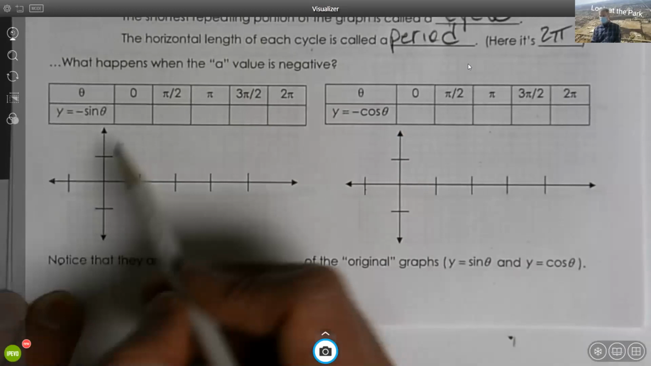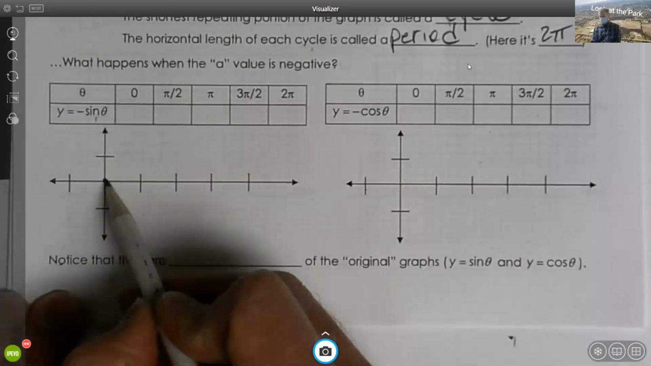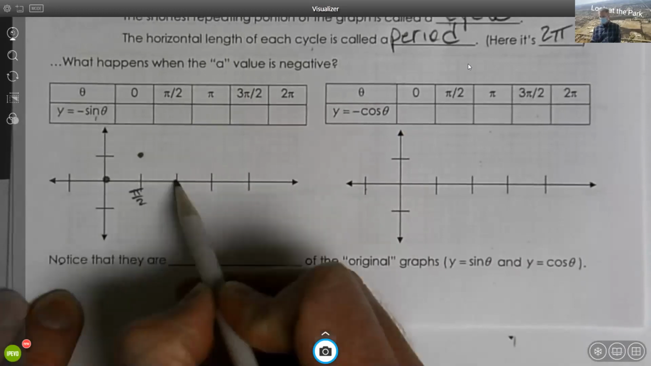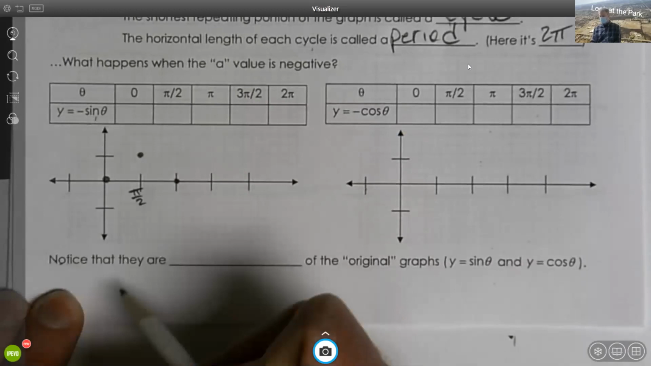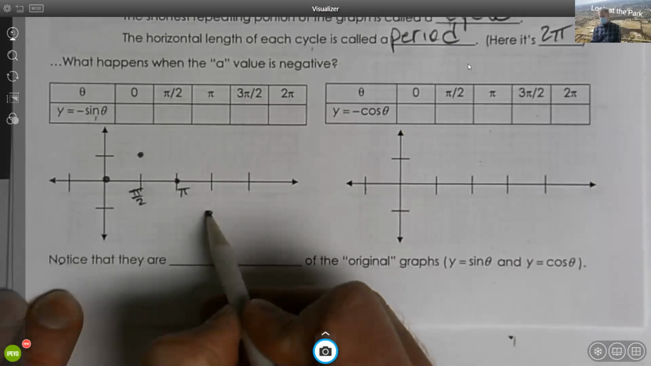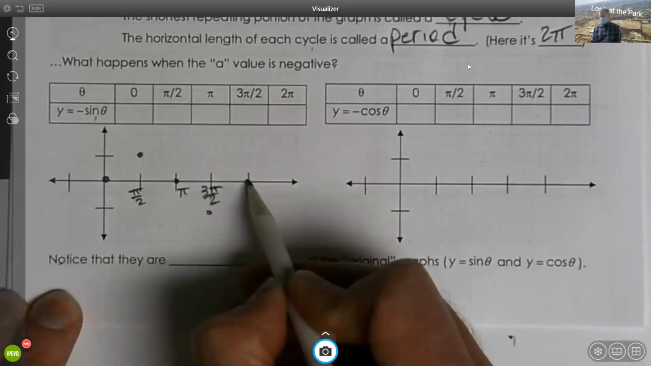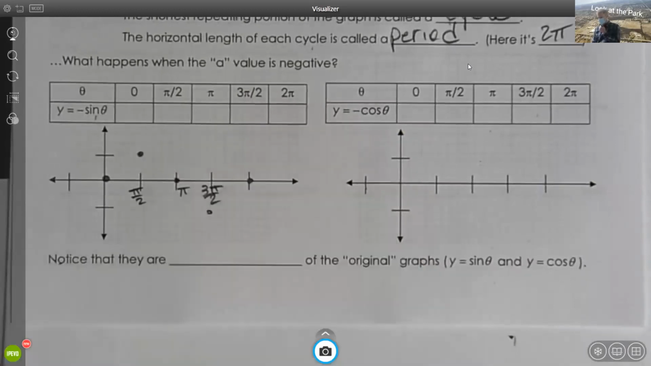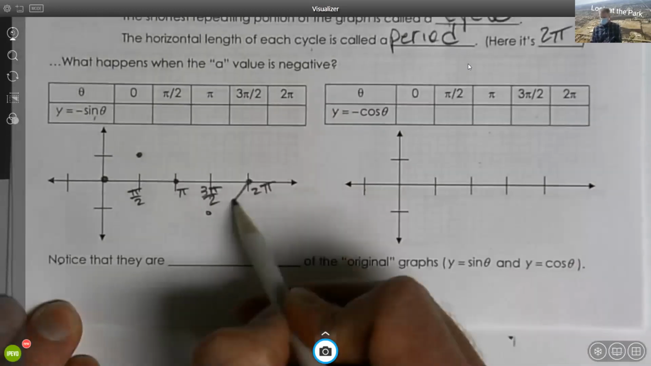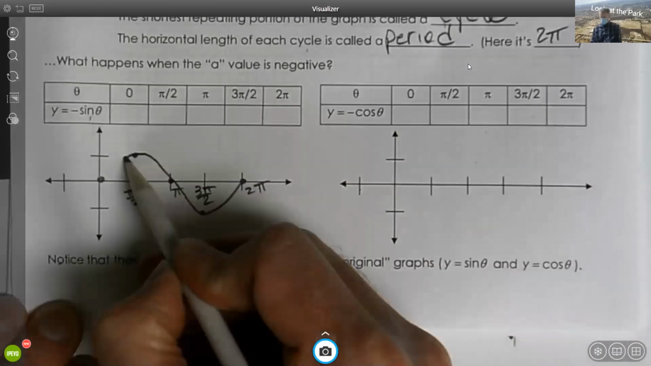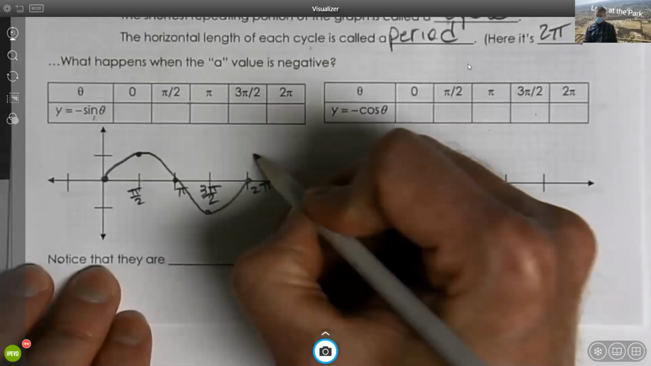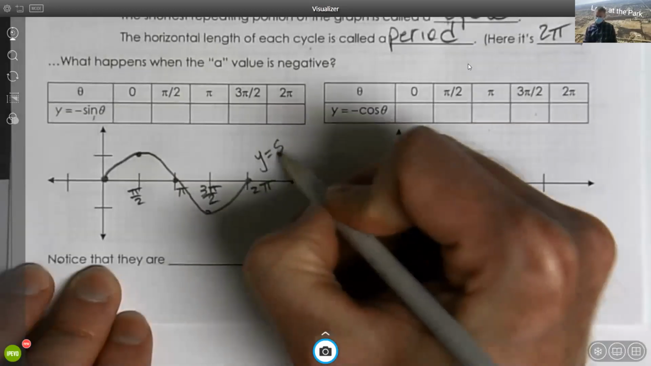So when we talked about sine, we talked about how it was 0, then 1 at pi over 2, then back to 0 at pi, and then negative 1 at 3 pi over 2, and back to 0 at 2 pi. So there is your graph of y equals sine of x.